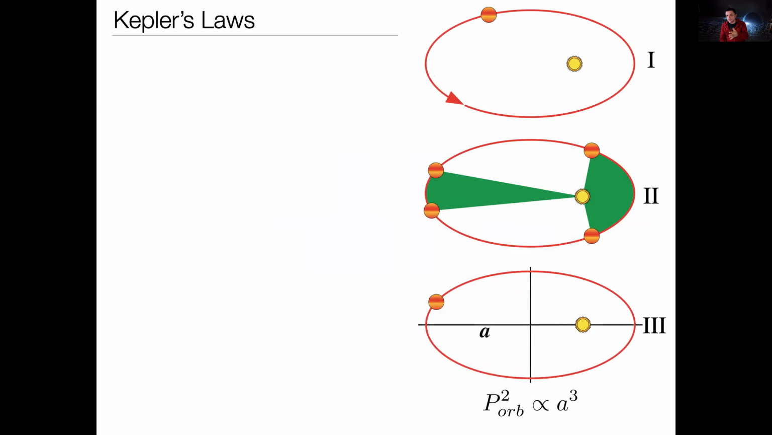So there are 3 laws of planetary motion. They're called Kepler 1, Kepler 2, and Kepler 3. So the first law says planets travel on ellipses with the sun at one focus. Okay, so Kepler lived about 80 or 90 years before Newton did.